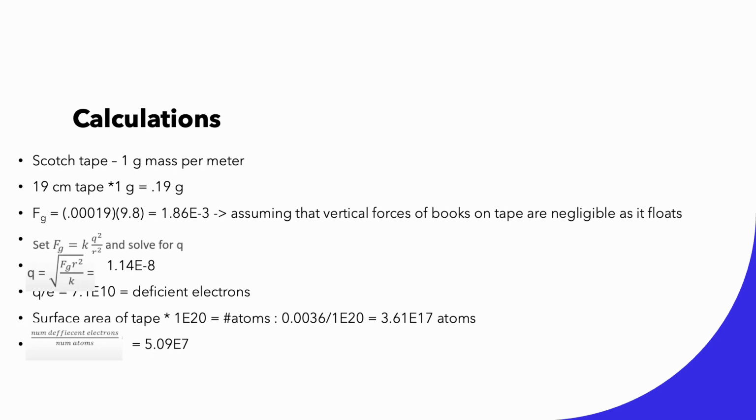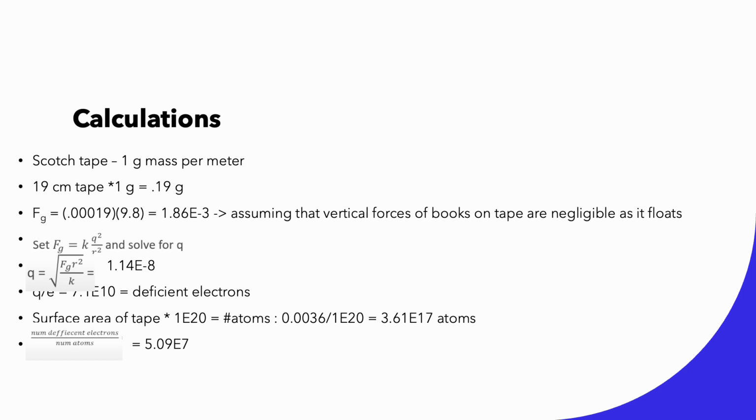So to do the calculations, we knew that Scotch tape has a mass of 1 gram per meter approximately, and then that means that the 19 centimeter tape times 1 gram would be 0.19 grams. So the force due to gravity was found to be 1.86 times 10 to the negative third, which assumed that the vertical forces of the books on tape were negligible as it floated.